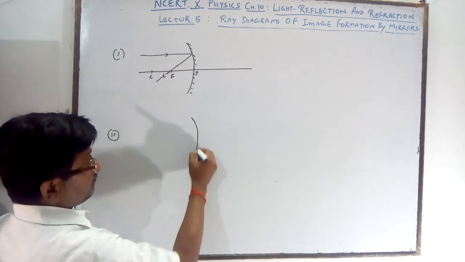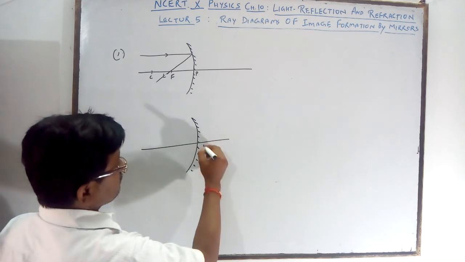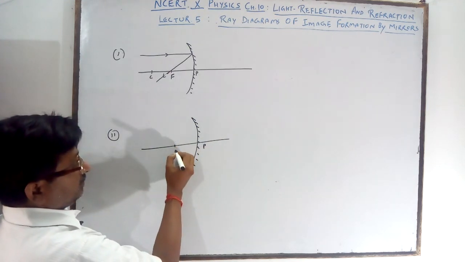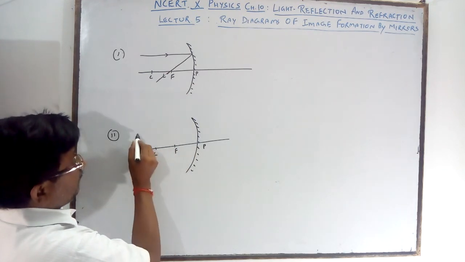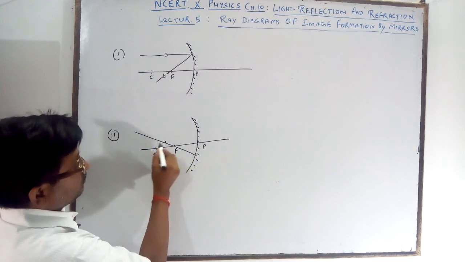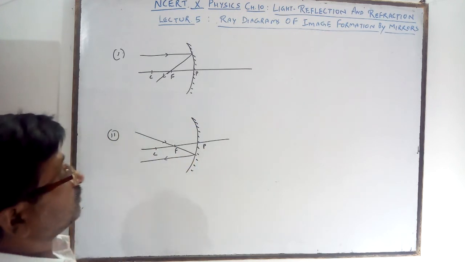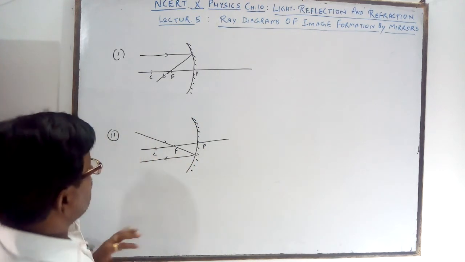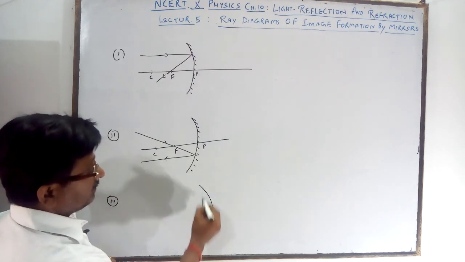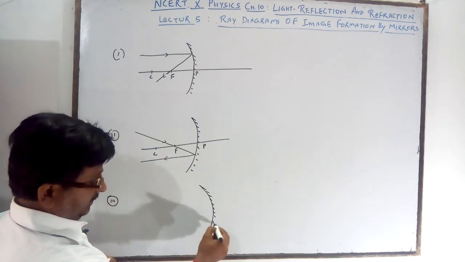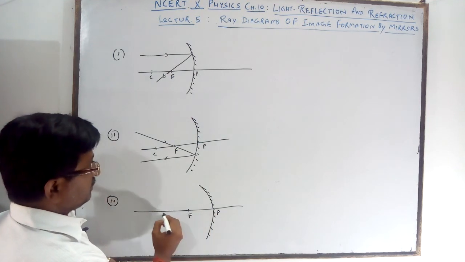Second ray. The same thing for the convex also. Second ray: pole, focus, center of curvature. A ray which passes through the focus goes parallel to the principal axis. Out of these, in the third case, there are four conditions given. Out of the four conditions, focus and the center.